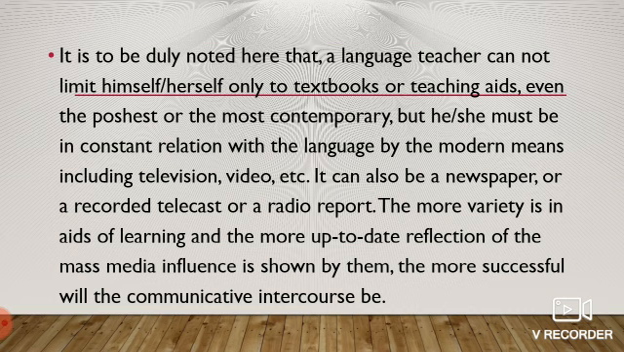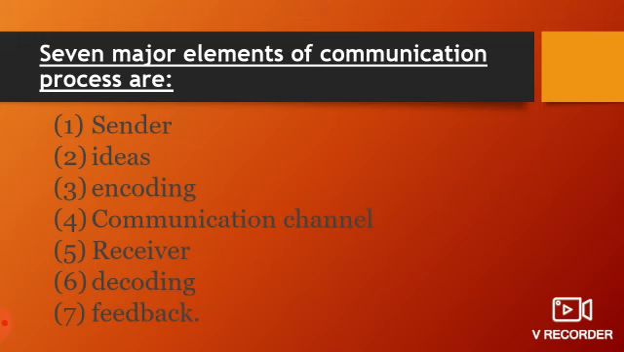So, seven major elements of communication process are the sender, I'm sending you the ideas which you recollect, encoding, okay, that is the ideas which I have, I want to bring across to you. My communication channel is my mobile, my YouTube channel. Receiver, you are the receiver, you decode it, you open the link, okay, and you give me the feedback. Those are the elements of communication process. So seven elements, right? And then encoding and decoding.